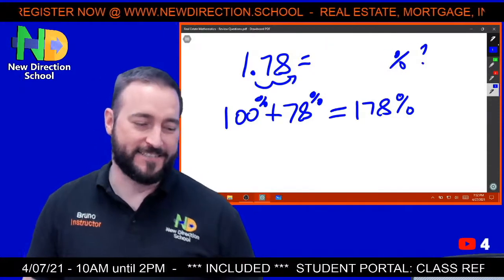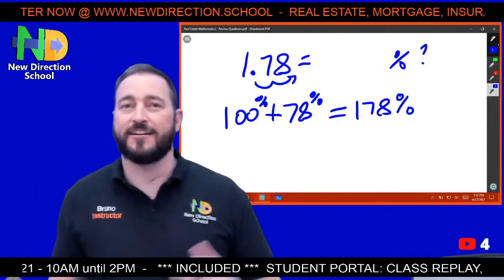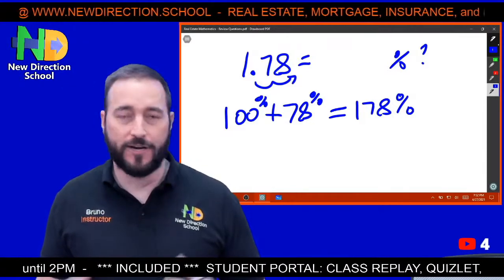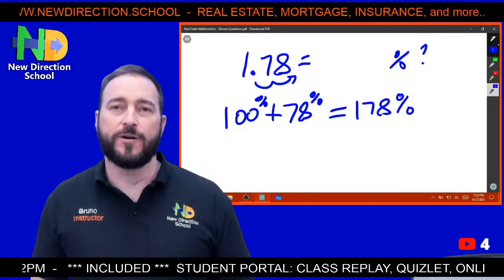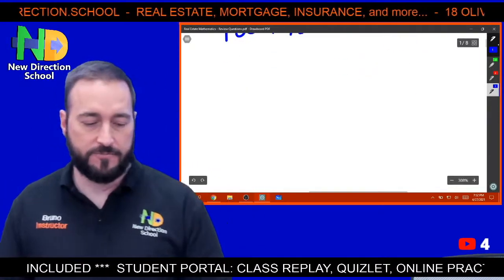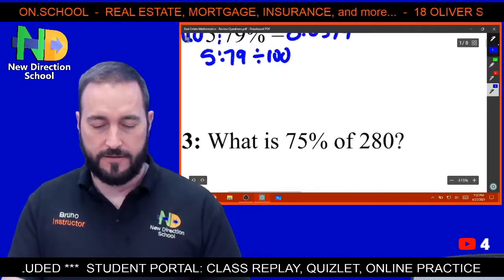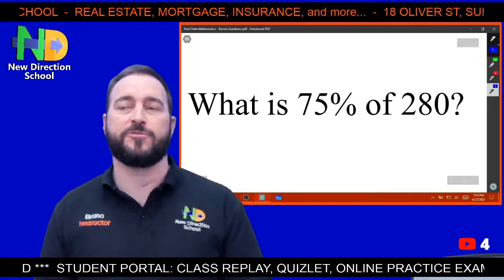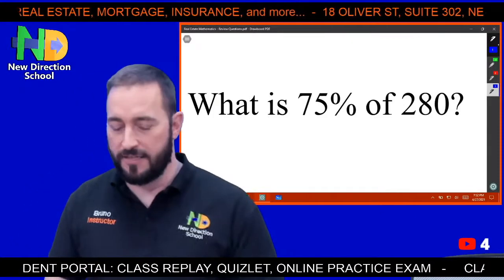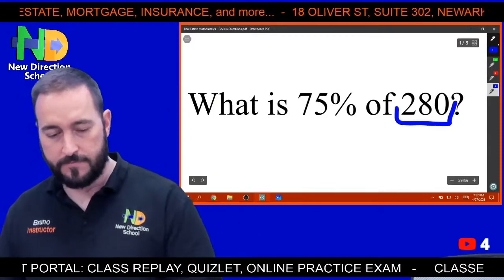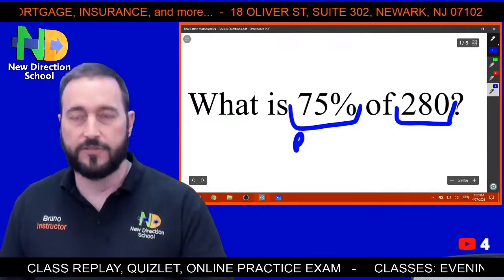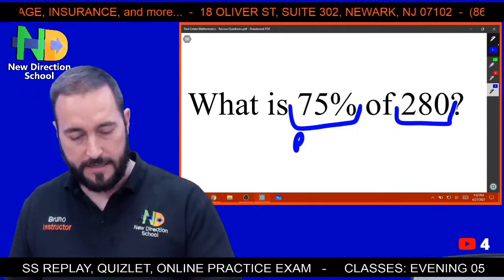All right. Next. Now that we understand how to convert things, only because of a calculator, we know how to convert things. Now we're going to figure out what's the percentage of something. In this case, very simple numbers. What is 75% of 280? So 280 is the whole number, and we're trying to figure out the percentage part of it, right?